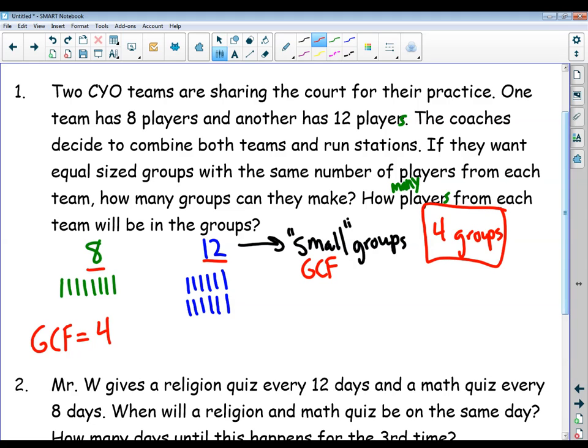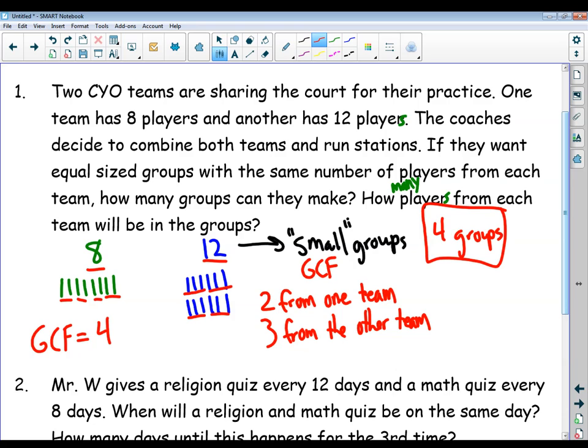And then let's think about this. How many people would be in each group from this green team, if you will? Well, 8 divided by 4 is 2. So we would have 2 from one team and 1, 2, 3, 4. So we divide 12 by 4, we get 3, and we would have 3 from the other team. And so again, we know that we want the GCF because we're looking for something smaller. We're going to take this 8 and this 12 and we're breaking it down into smaller groups.